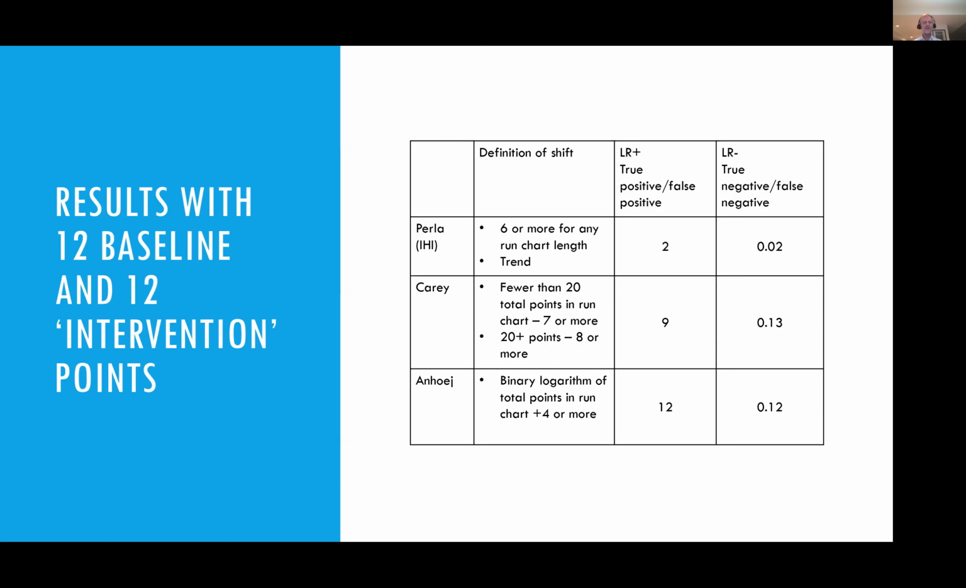Okay, and this is for a relatively short set of data. This is only 24 data points. And these rules get even stronger the more you go out. In particular, the Anhosh rules perform better with more data, and the parallel or IHI rules perform worse with more data.